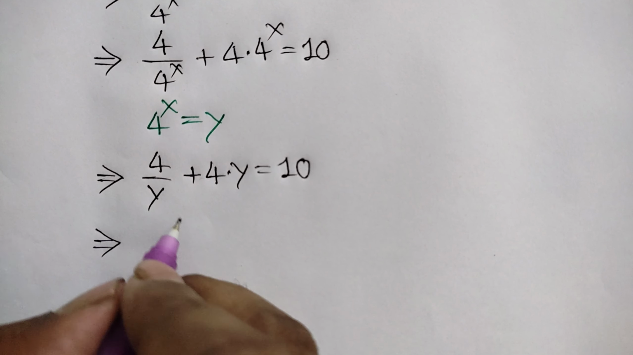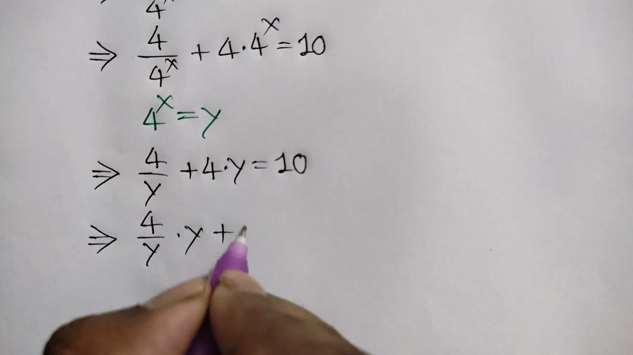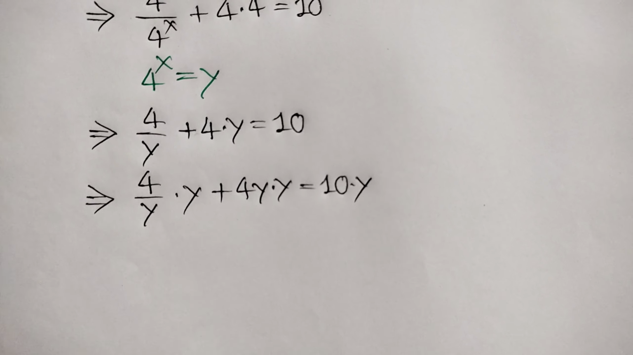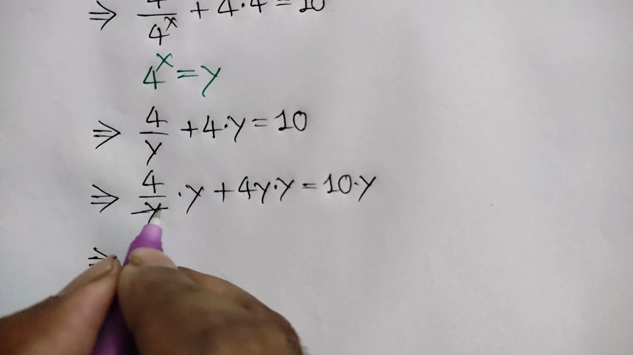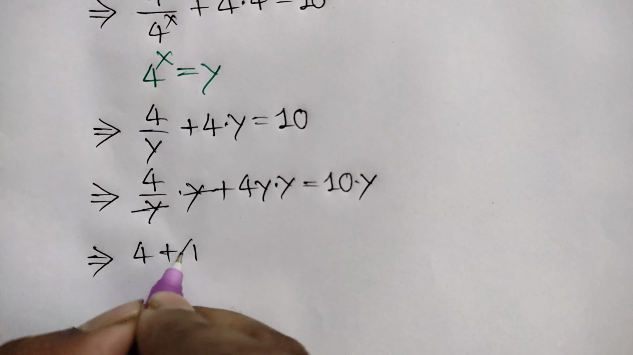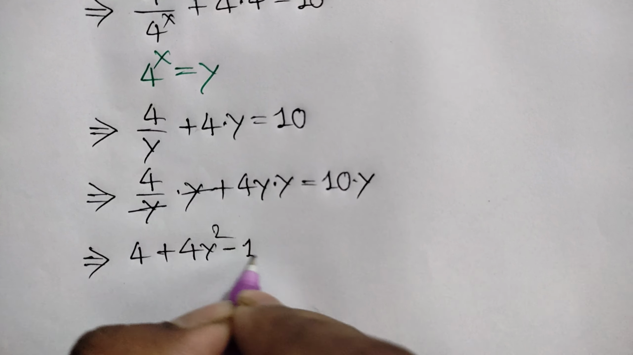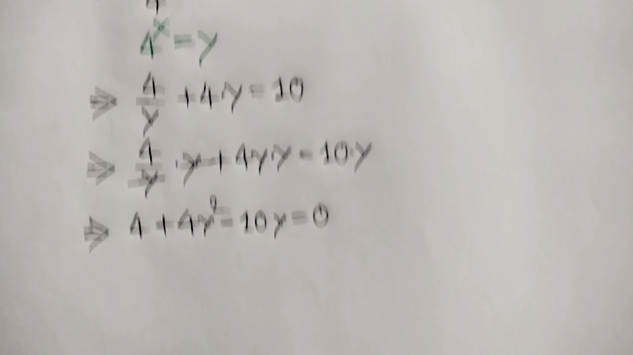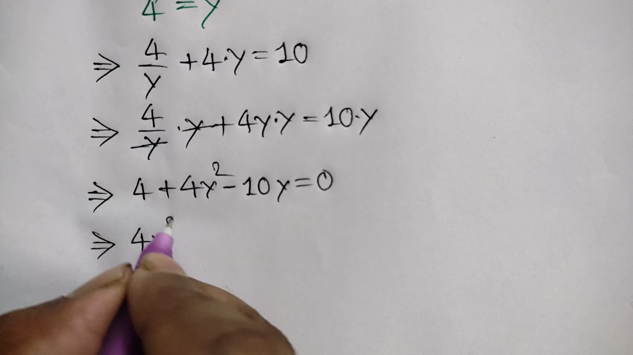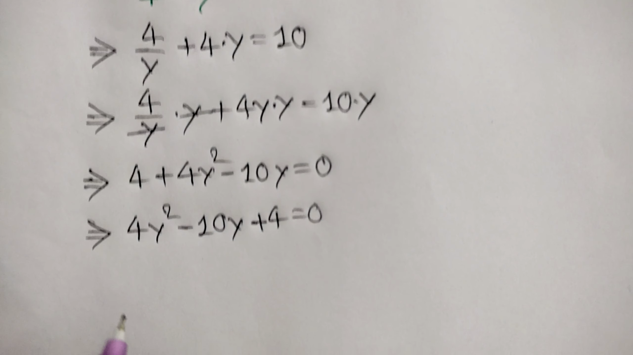Now multiplying both sides by y, we can write 4 over y times y plus 4y times y is equal to 10 times y. This y cancels out this y, so here we will get 4 plus 4y times y is 4y square. Now taking this 10y to the left side, we will get negative 10y is equal to 0. Now rearranging the left side, we can write 4y square minus 10y plus 4 is equal to 0.